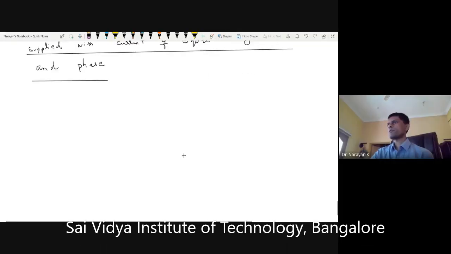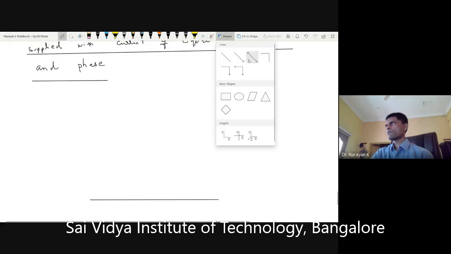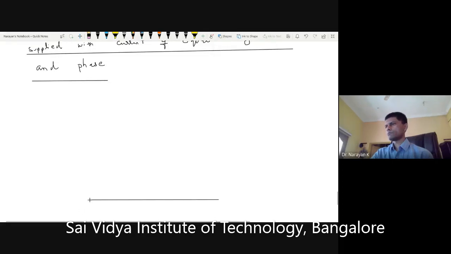So I'll just draw some diagram. All of you so far understood what is a point source, what is an isotropic radiator?